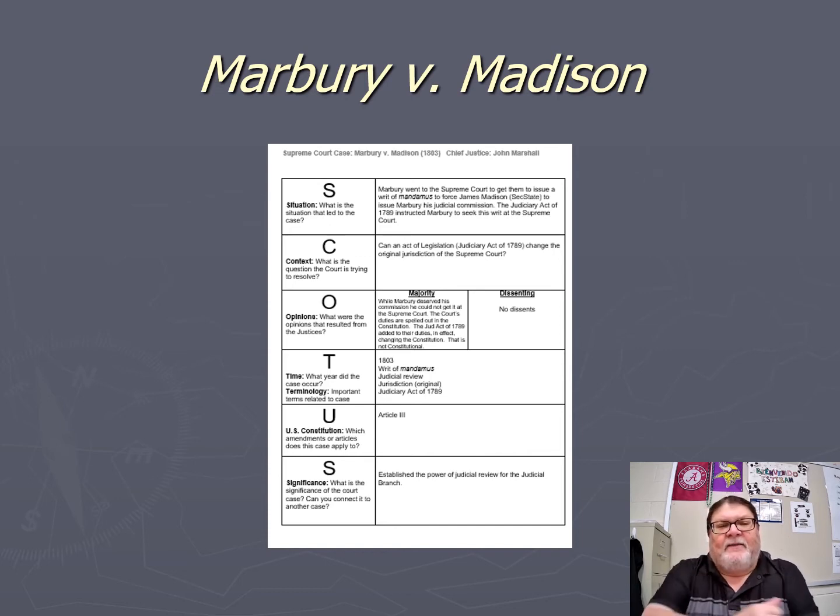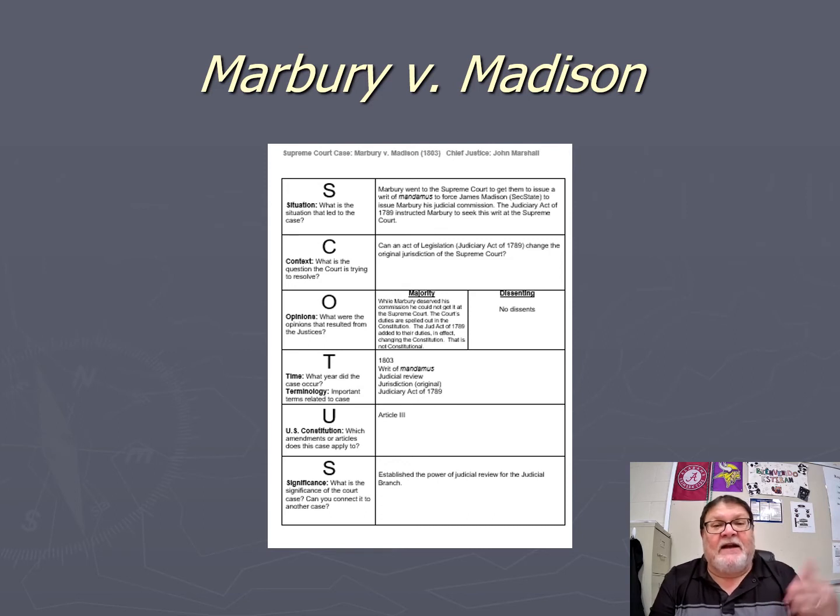Well, there's the problem. So the court had to decide if an act of legislation, which is what the Judiciary Act was, could add to the original jurisdiction of the Supreme Court. The original jurisdiction, where you start, is listed in the Constitution for the Supreme Court. That's it. So the decision in the case was that you cannot add to that by an act of legislation. The only way, if you want to add to the original jurisdiction of the Supreme Court, is to do it with a constitutional amendment.